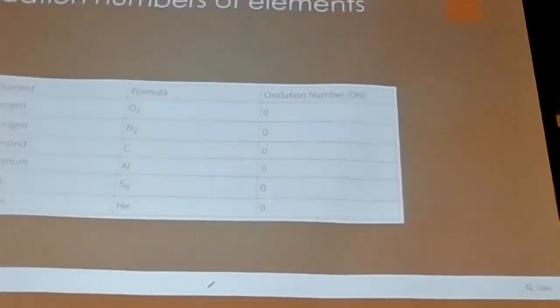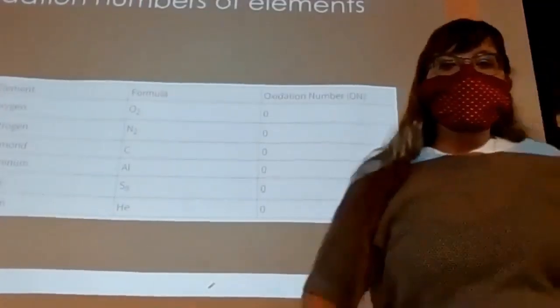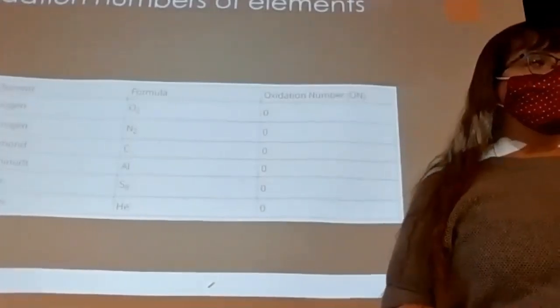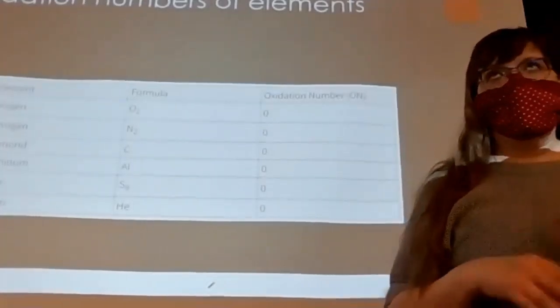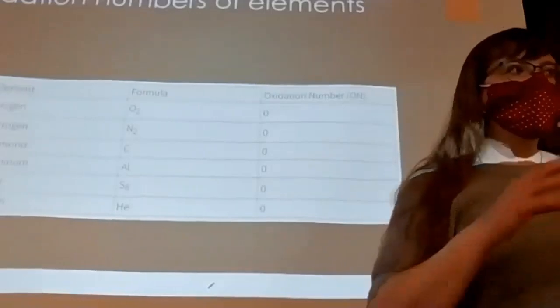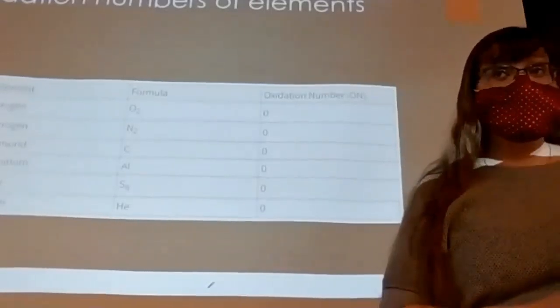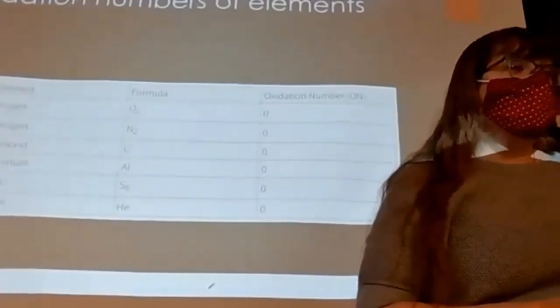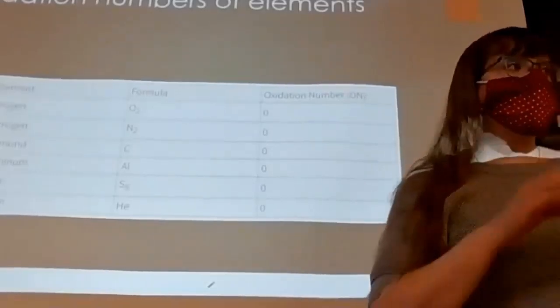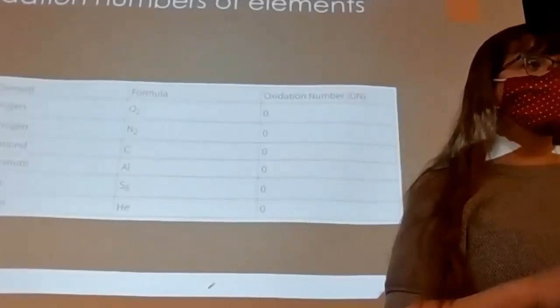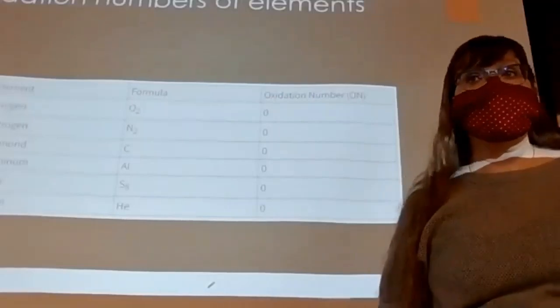We determine the oxidation number of an element based on how many electrons it originally had and how many electrons it has now. So you just subtract the two numbers, and whatever's left over, that's your oxidation number.